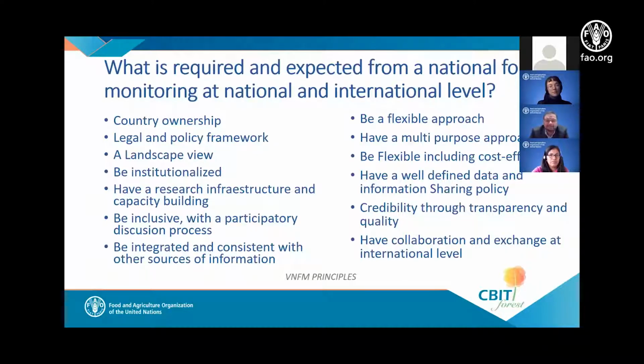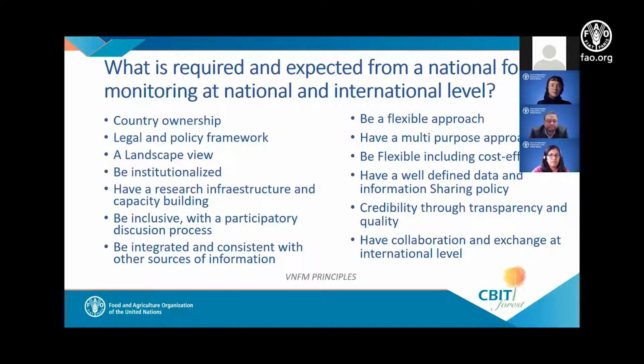Be inclusive with a participatory discussion process and have collaboration and exchange at an international level. Be integrated and consistent with other sources of information and be flexible, including cost efficient. Have a well-defined data and information sharing policy and promote credibility through transparency and quality.